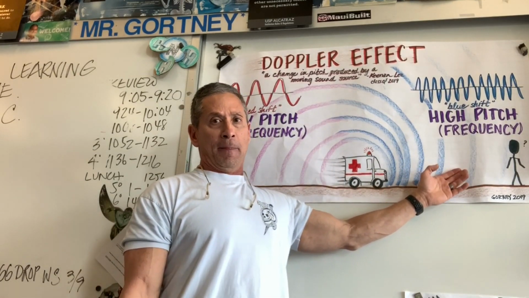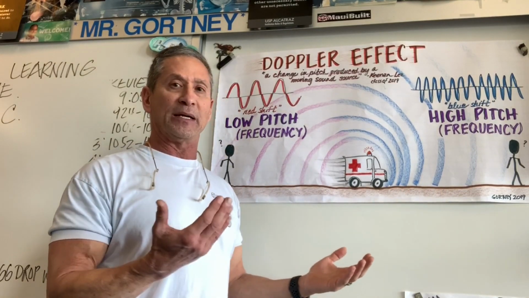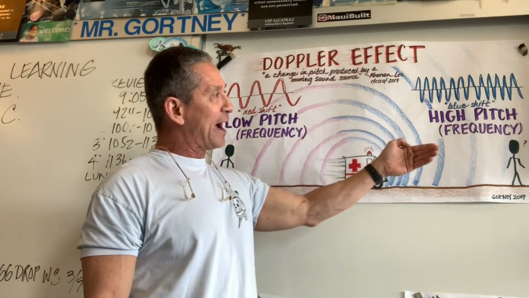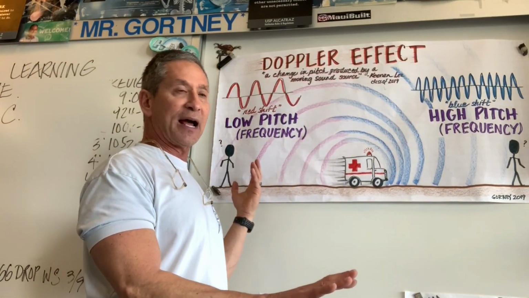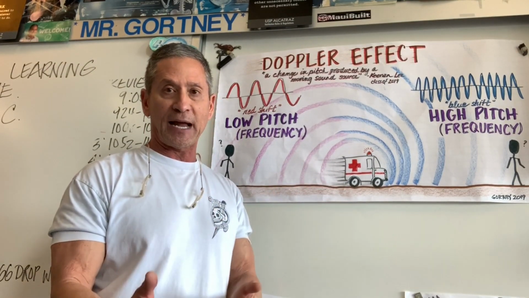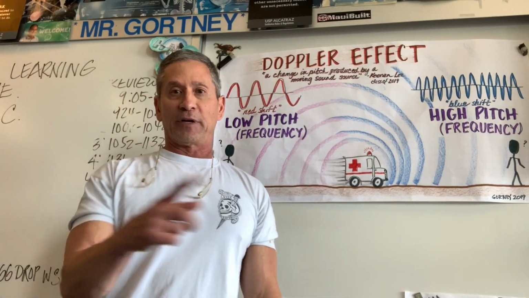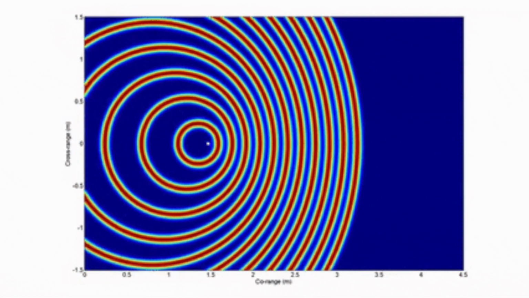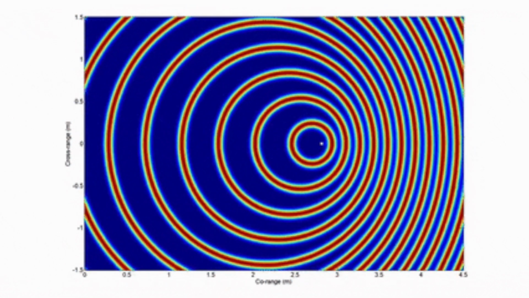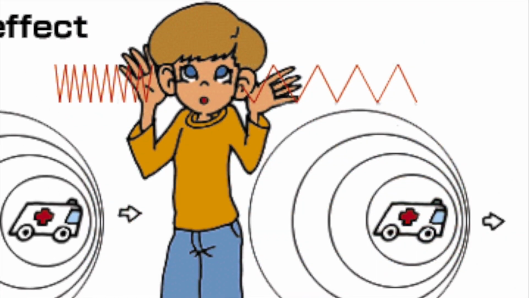And so people standing in front of the ambulance, or as the ambulance is approaching them, they start hearing a higher pitched siren. As the ambulance passes you, because it's going that way, the waves that are behind it start to get stretched out, and that means fewer waves or cycles per second, lower frequency, so you hear a lower sound. Here you can see a source of sound moving to the right, and the sound waves in front of it are being compressed, while the waves behind it are being elongated or stretched out.